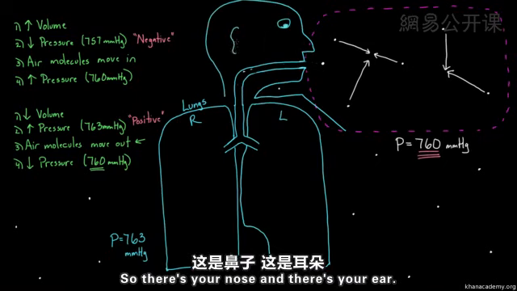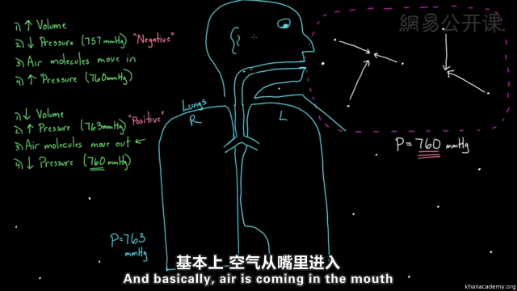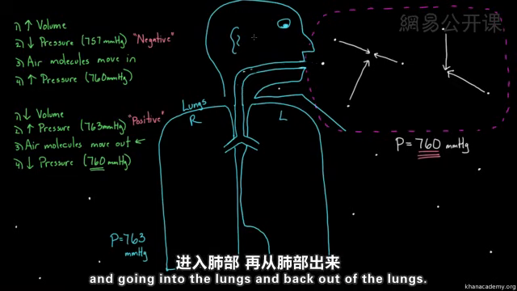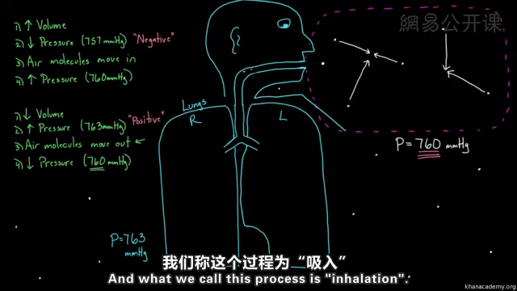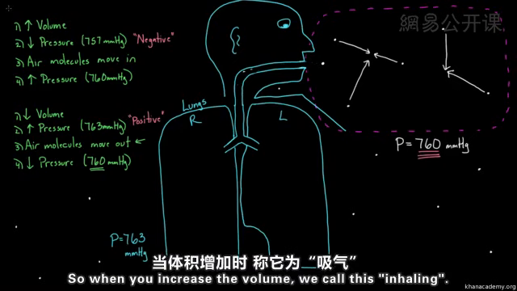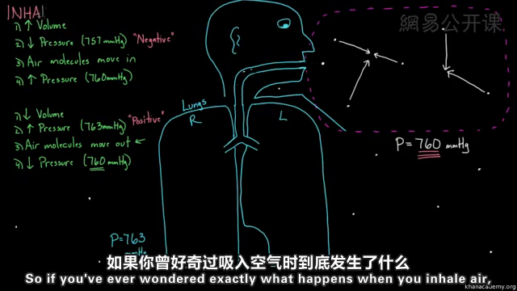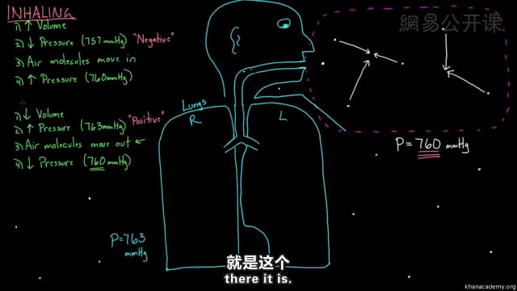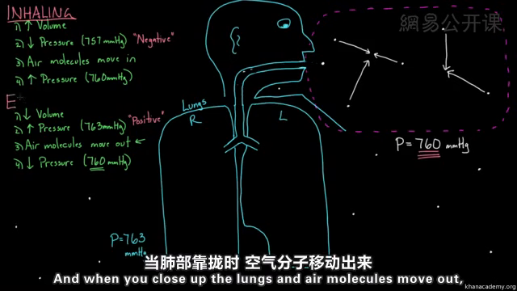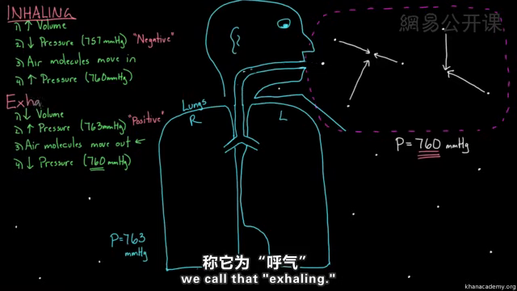So there's your nose, and there's your ear, and basically air is coming in the mouth and going into the lungs and back out of the lungs. And what we call this process is inhalation. So when you increase the volume, we call this inhaling. So if you've ever wondered, it's exactly what happens when you inhale air. There it is. And when you close up the lungs and air molecules move out, we call that exhaling.